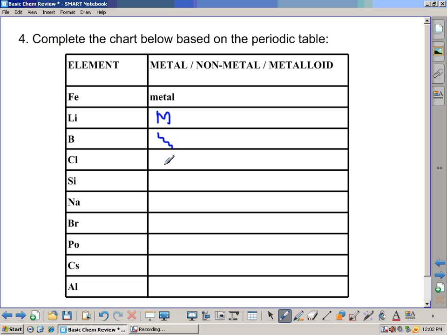Cl is chlorine. That's going to be a nonmetal. Silicon sits on a stair once again, so it's going to be a metalloid. Sodium is on the very left of the periodic table. Remember, if it's to the left of the stairs, it's a metal, and so on. I'm going to let you complete the rest of this. Once again, keep in mind, if it's to the left of the stairs, it's a metal. If it's on or below one of the steps of the stairs, it's a metalloid. And if it's to the right of the stairs, it's a nonmetal.